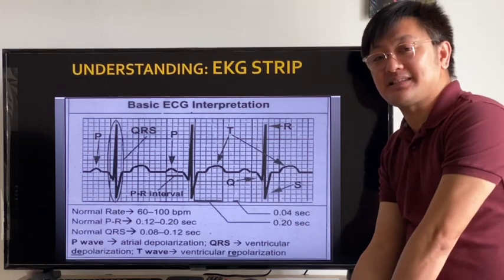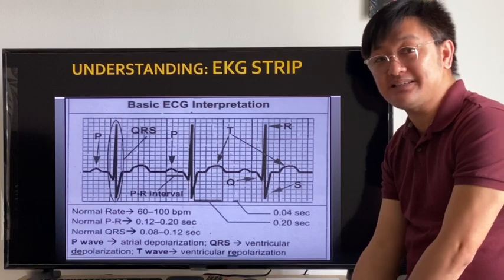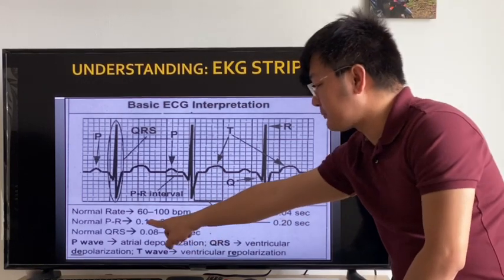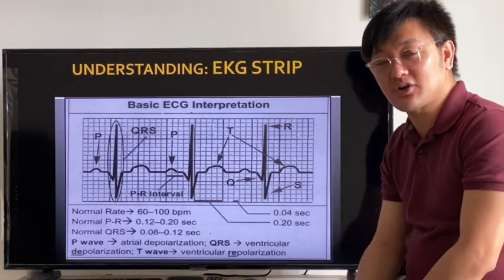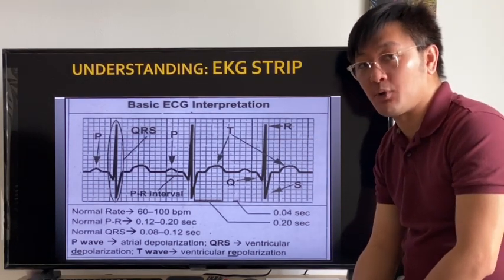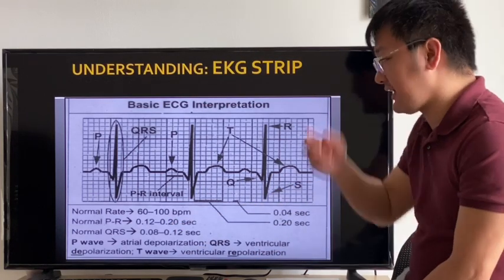Normal heart rate, I said 60 to 100. Normal PR interval is 0.12 to 0.20 second. So if it's 0.12 to 0.20 second, how many small boxes are these? Answer, it's 3 to 5 small boxes. That's your PR interval. Where is your PR interval?